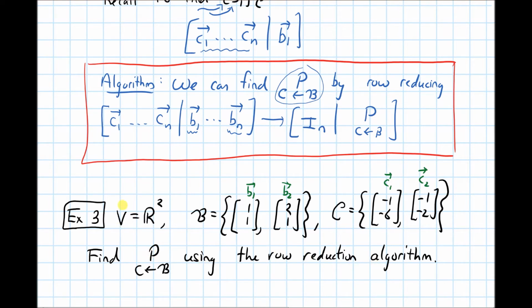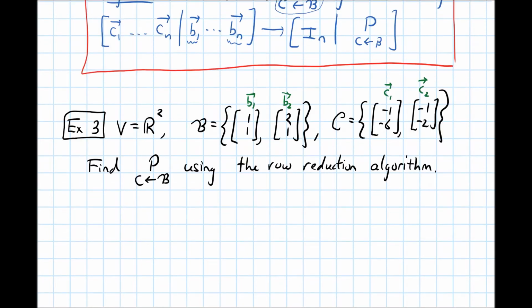The algorithm says I should form this augmented matrix where I put the C's on the left-hand side. So I'll put -1, -6, -1, -2 on the left-hand side of the augmented bar. Then I put the B vectors, B1 and B2, on the right-hand side, so I'll put 1, 1, and then 2, 1. Then we row reduce this to make the left-hand side become the identity. It's similar to finding an inverse, where we set up this augmented matrix and try to make the left-hand side become the identity.